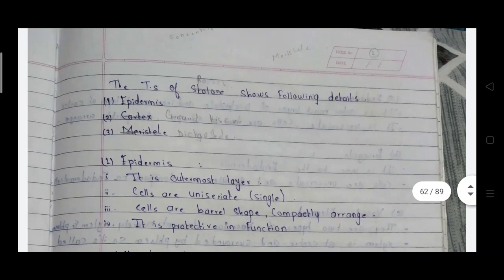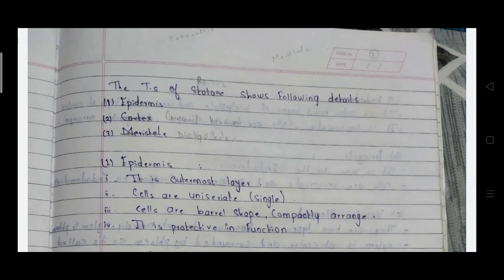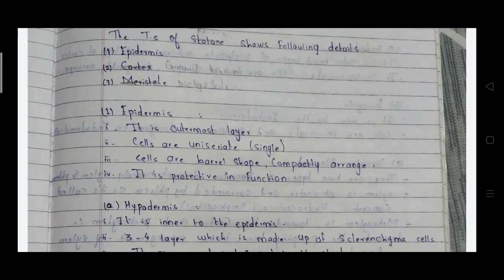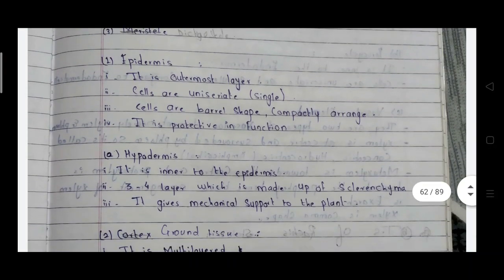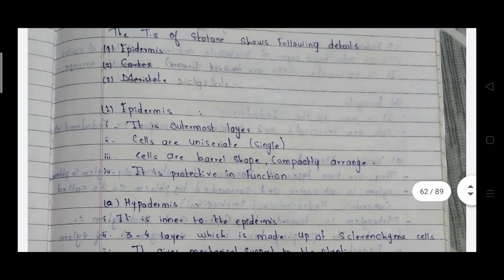The transverse section of the rachis is divided into three parts: epidermis, ground tissue and dictyostele. The epidermis is again divided into two layers, epidermis and hypodermis. The epidermis layer is the outermost layer, made of single layered, barrel shaped cells that are compactly arranged. The hypodermis is inner to the epidermis. It is made by 3 to 4 layers of sclerenchyma and they provide mechanical support. So this is the first part, the epidermis.